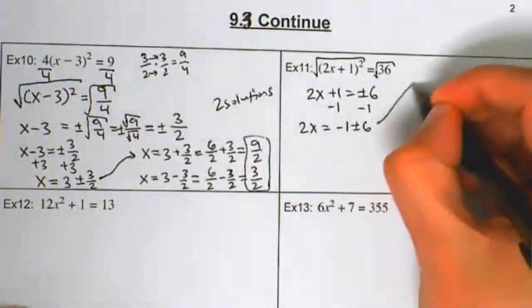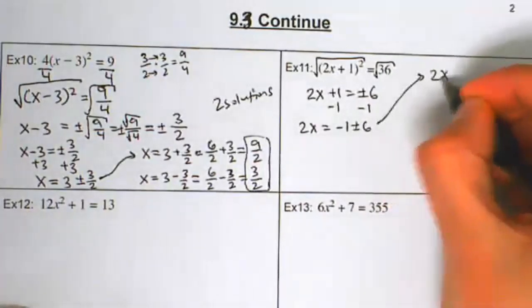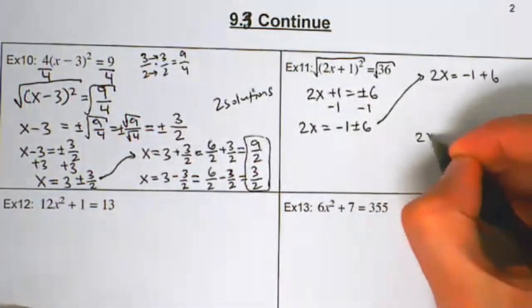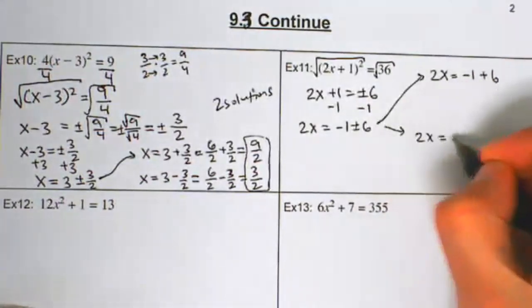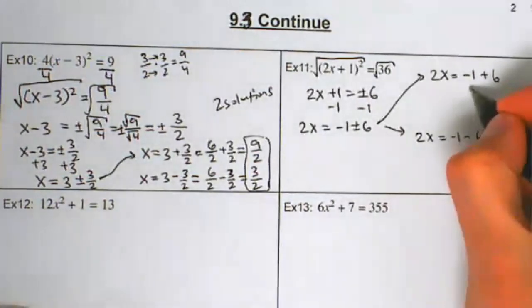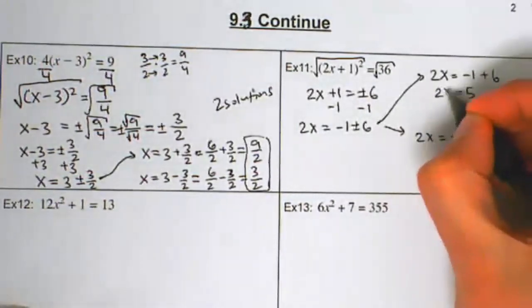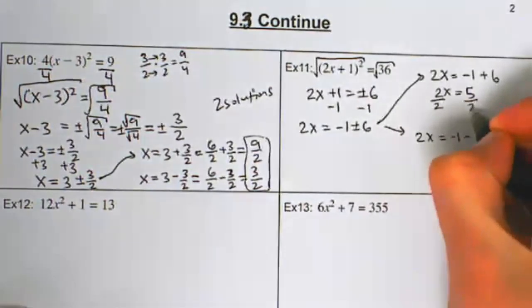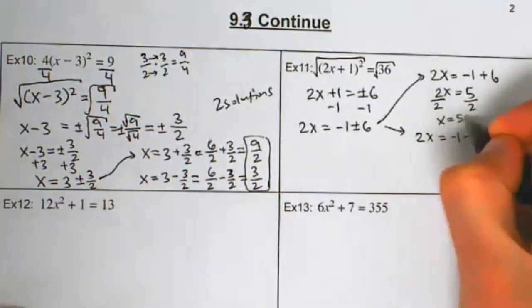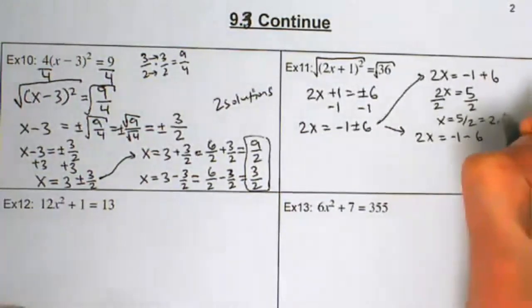At this point, I'm going to go ahead and choose to split this into 2 separate problems. So the first problem is going to be 2x equals negative 1 plus 6, and then we have 2x equals negative 1 minus 6. Now, negative 1 plus 6 gives us a positive 5. So we have 2x equals 5. We divide by 2 in order to get x alone, and we end up with x is equal to 5 divided by 2, or 2.5.